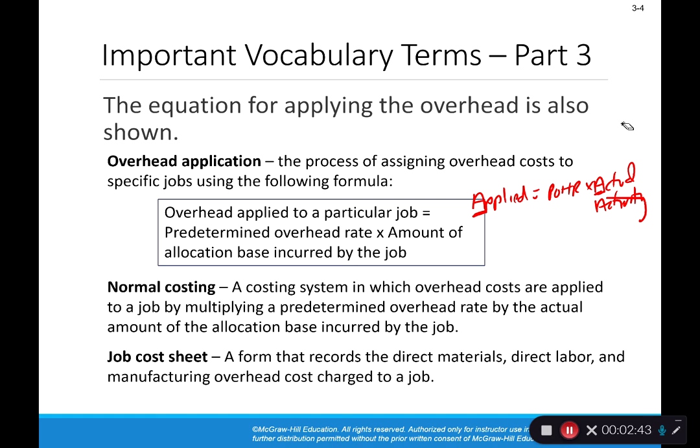Normal costing is a costing system which uses overhead costs that are applied to a job by multiplying the predetermined overhead rate by the actual activity. So that's exactly what we're doing in Chapter 2 and will continue to do in Chapter 3. We're using normal costing, which applies overhead based on actual activity. And then our job cost sheet is the form that we use to track the direct materials, direct labor, and applied overhead that is charged to a particular job.